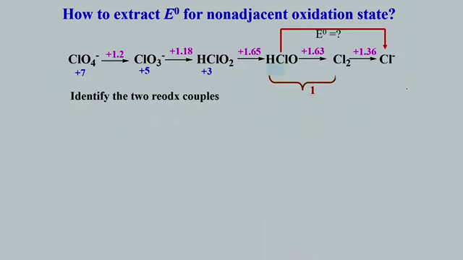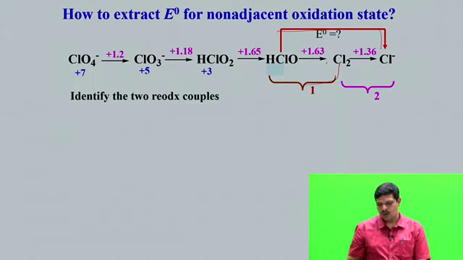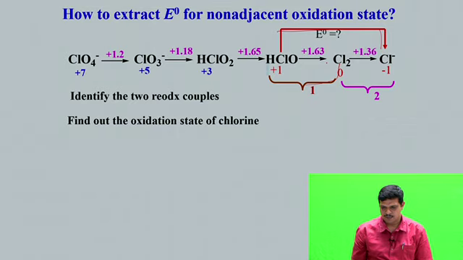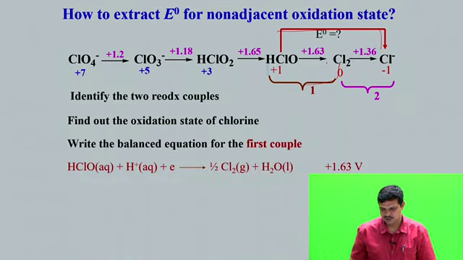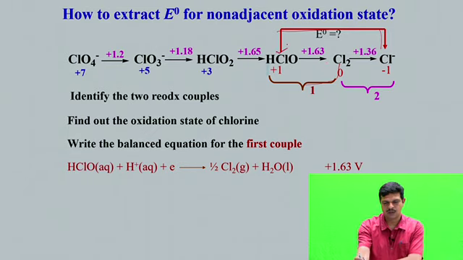As an example, suppose I want to calculate the E0 of this non-adjacent couple. You first balance the equation and see how many electrons are involved. Then you have to see the oxidation state of the central atom, the chlorine, where the oxidation states are changing. So this is +1, this is 0, this is -1.